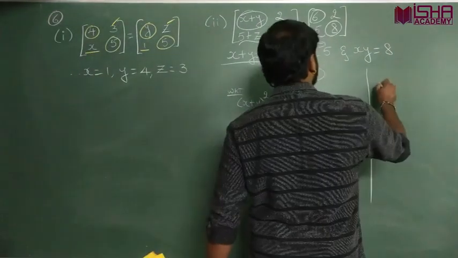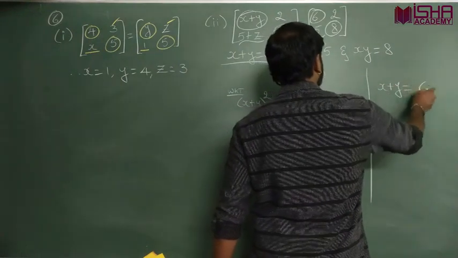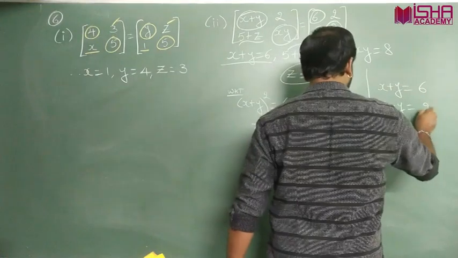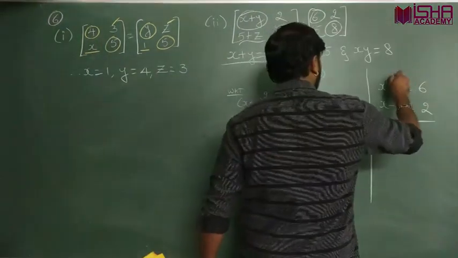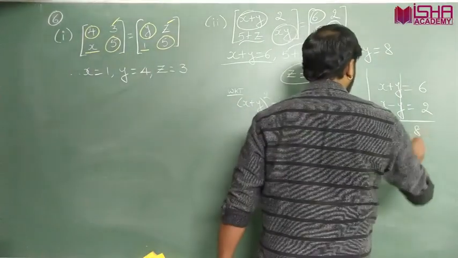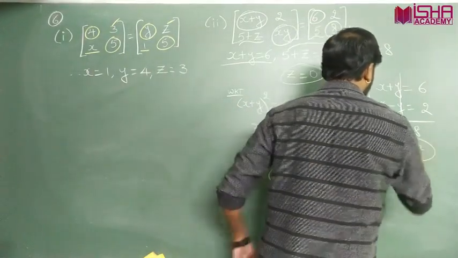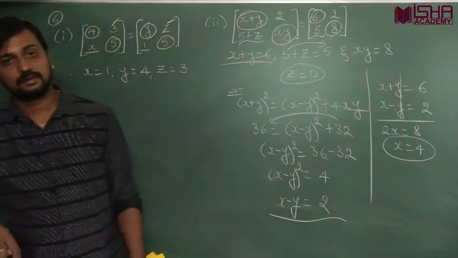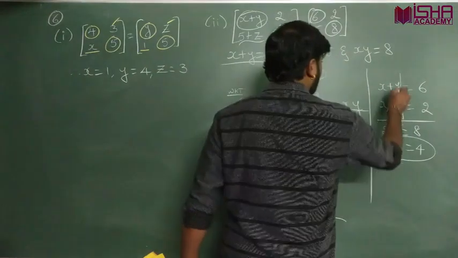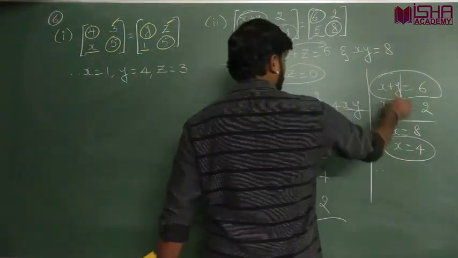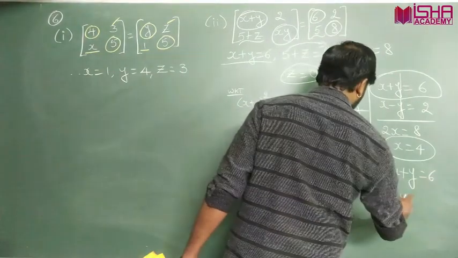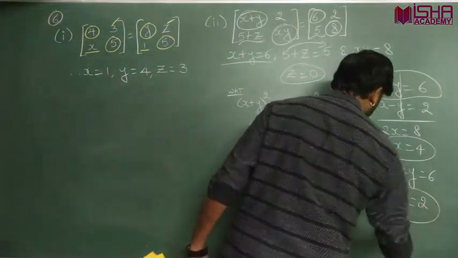So therefore x plus y equals 6, x minus y equals 2. So add directly: plus y and minus y cancel, right? x plus x, 2x equals 8. So what will be x? x is 4. Correct? So x is 4. Therefore substitute into any one of the equations: x is 4, so 4 plus y equals 6. So y equals 6 minus 4 that is 2.